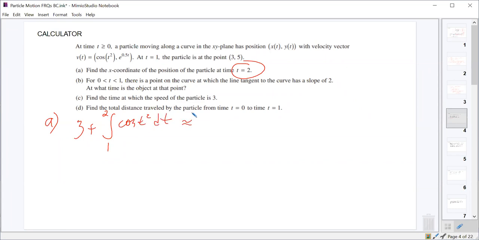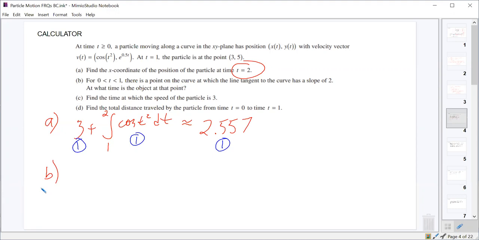And that came out to be what? 2.557. Everybody agree with that? And that was worth 3 points, amazingly. 1 for the integral, 1 for remembering the initial condition, and 1 for the value. All right, part B. Any questions on part A before we do part B? Everyone good with A? Yeah.